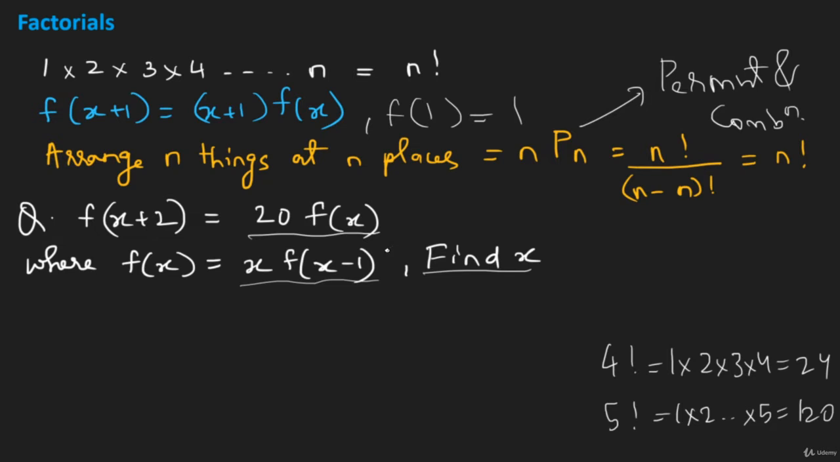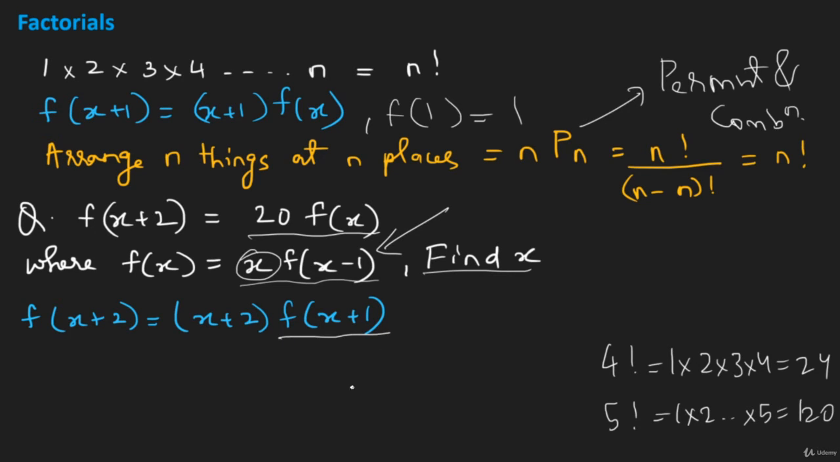Alright, as per this equation given over here, let me write f of x plus 2, right? That would be x plus 2 into f of x plus 1, right? Over here I just substitute x plus 2 instead of x, and then I will get, instead of x minus 1, I will get x plus 1 over here, right? So f of x plus 2 is equal to x plus 2 into f of x plus 1. Now over here, f of x plus 1, I can expand it using this formula as x plus 1 into f of x, right?